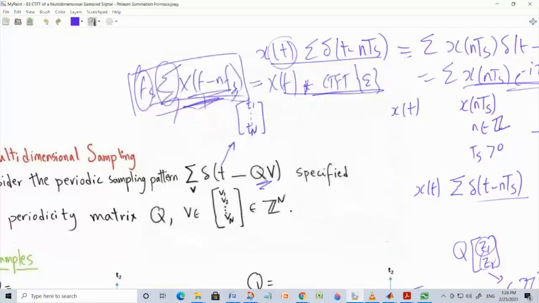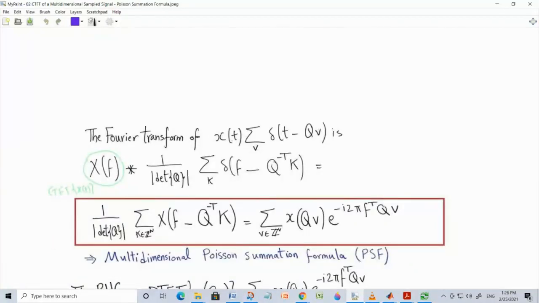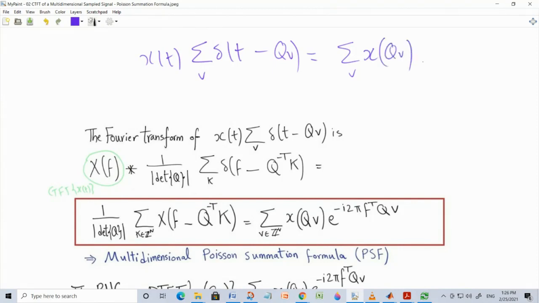So the next step is basically I will repeat this for a multidimensional signal. Again, you have x of t, and it is now multiplied by the train of Dirac deltas, but here t is an n-dimensional vector. We have functions of n variables, and this is t minus qv. By the properties of the Dirac deltas, this can be written as x sampled at every qv, times delta of t minus qv.